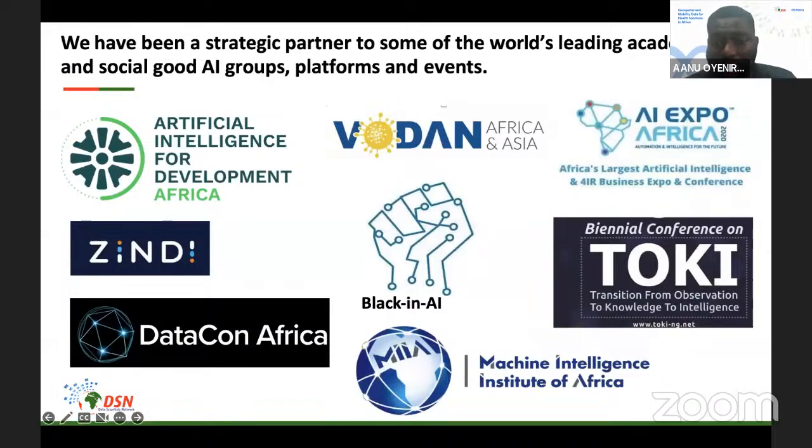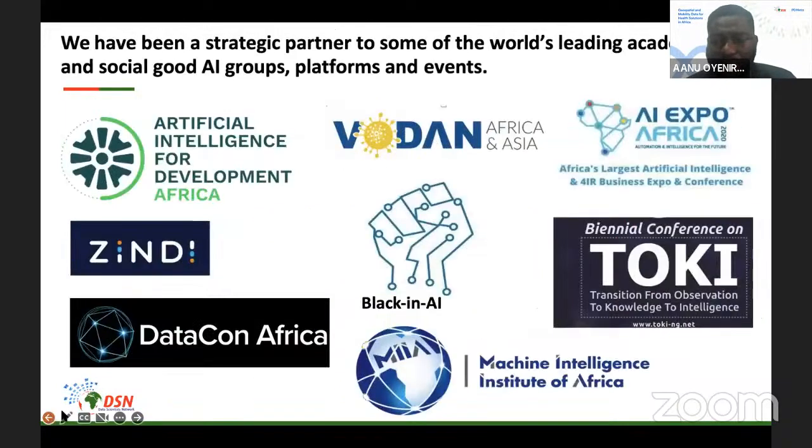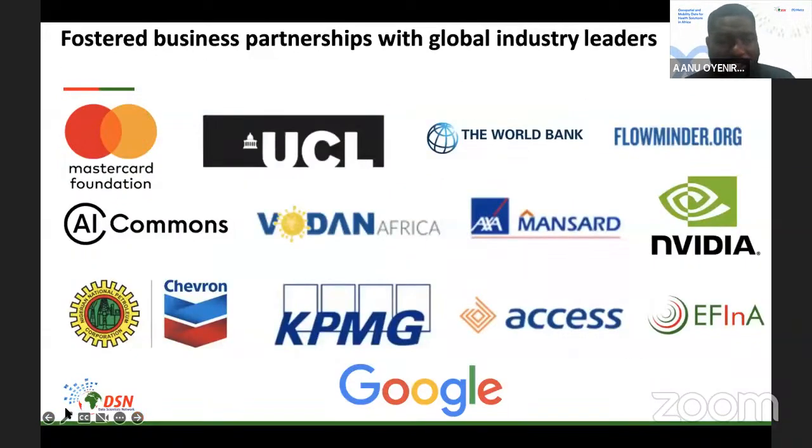We are also proud and happy to have partnered, as a strategic partner, with some of these awesome global and national organizations in the AI world, ranging from AI for Development to Zindi, Black in AI, just name them. So we have strategic partnerships with them. We have also fostered business partnerships with quite a lot of global partners. Meta is one of the global partners we are happy to be working with, and that testifies to how committed we are to raising 1 million AI talents and developing AI solutions.